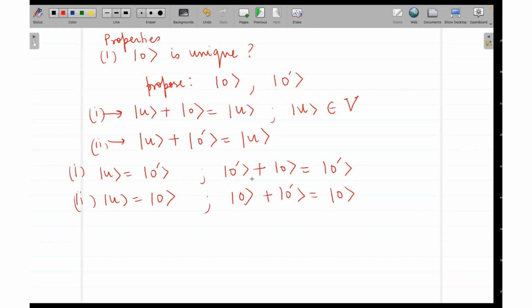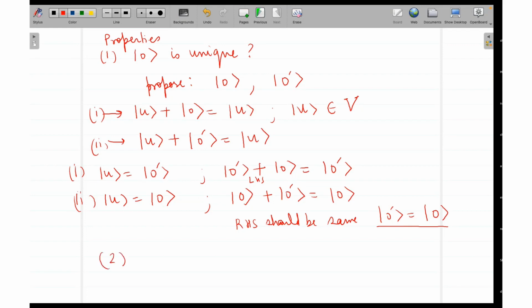Now look at the left-hand side, LHS. In one case it is 0 prime plus 0, and in the other case 0 plus 0 prime. What happens to these two? Are they identical or not? Identical. As per the definition of the linear vector space, vector addition is commutative, which means the LHS is the same, and that implies the RHS should be the same. Which means any 0 prime we are talking about is nothing but this one. So there exists one and exactly one zero vector. There has to be one vector which is a zero vector, and it can only be one.